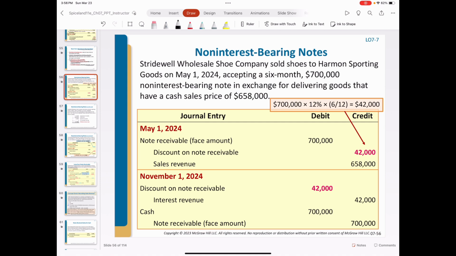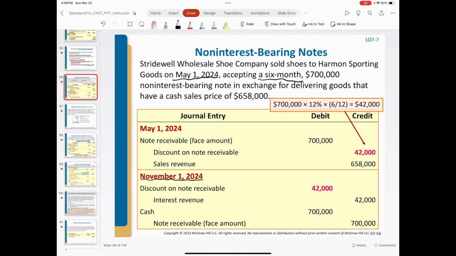This is also the same example as the prior one, but it doesn't specify the interest rate on this note. The sales happens on May 1st, 2025, and also 6 months notes, so the notes will be due on November 1st, 2025. So these two transactions all occur in 1 year.